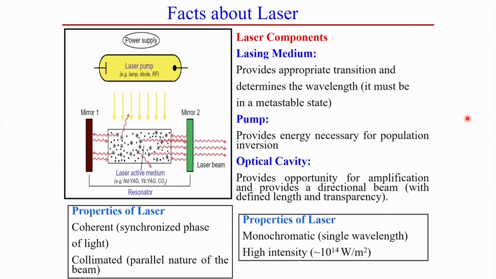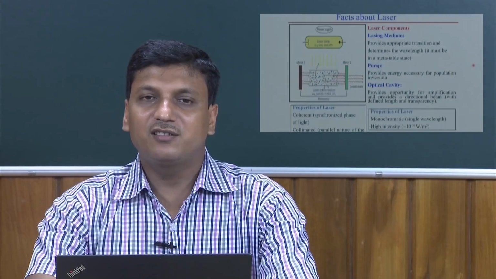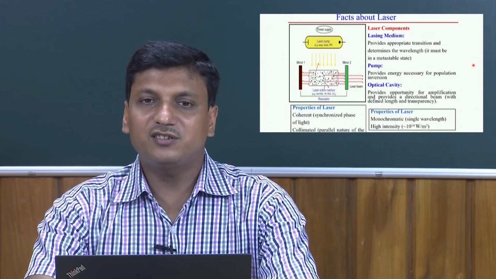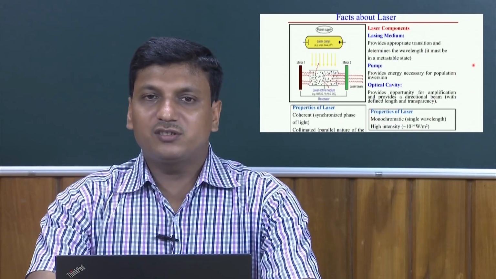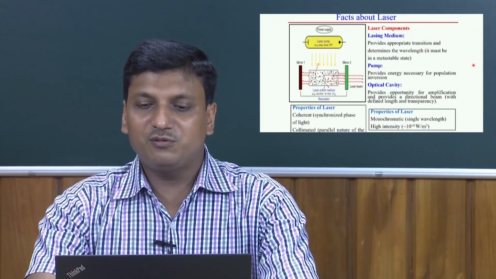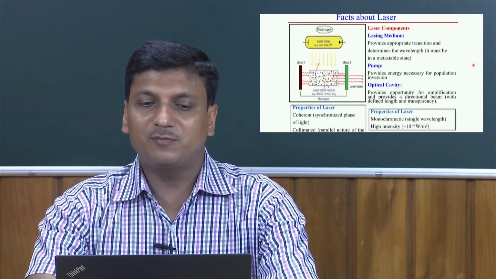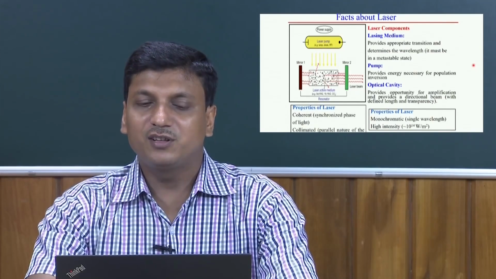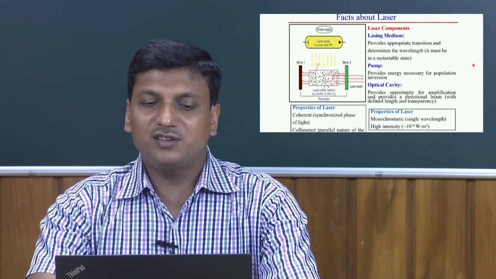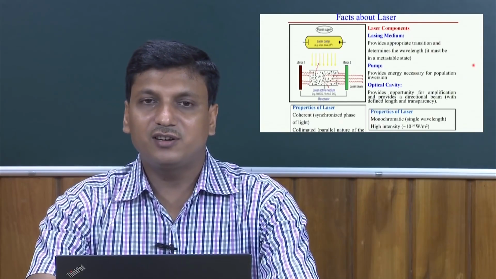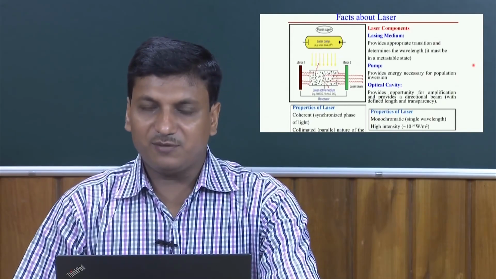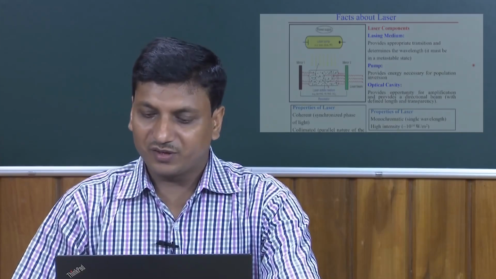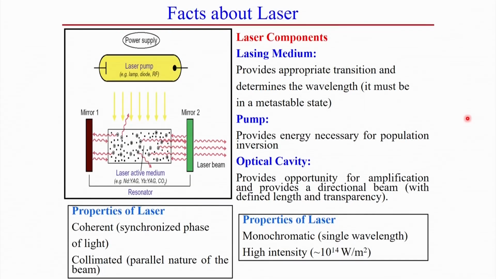So, the basic properties of the laser: it is monochromatic, that means single wavelength, and high intensity, around 10 to the power 14 watt per meter square. The source can be seen as two basic units, one is the pump and another is the amplification, and the collimated and coherent laser comes out from the system. So, this is the basic system from which we can create laser light, and then we can use several applications of the laser light.